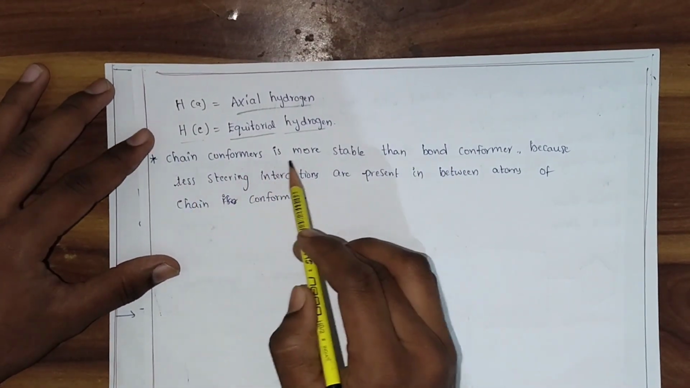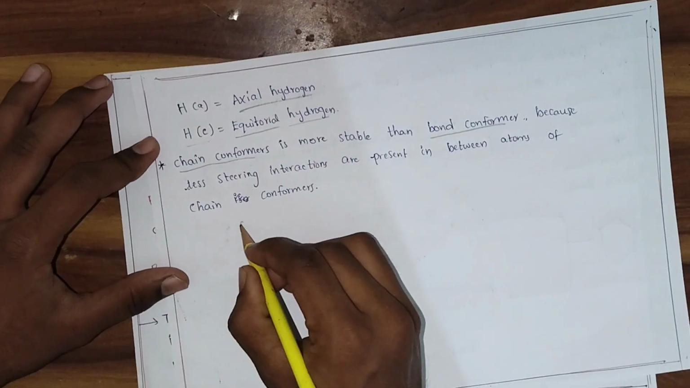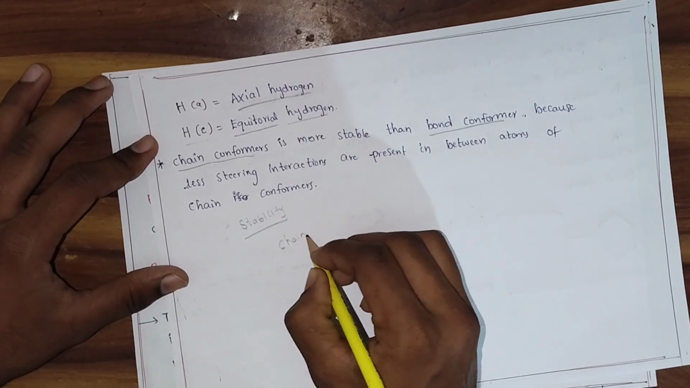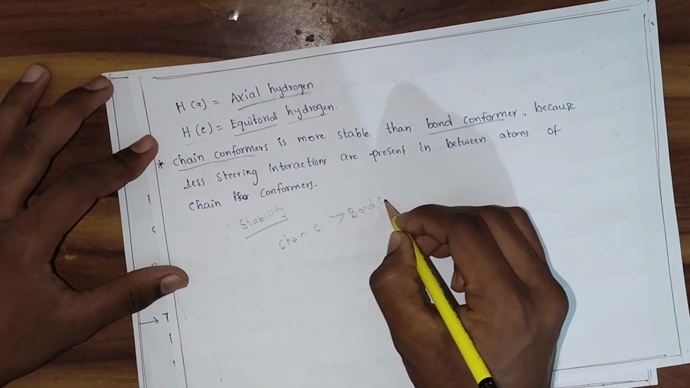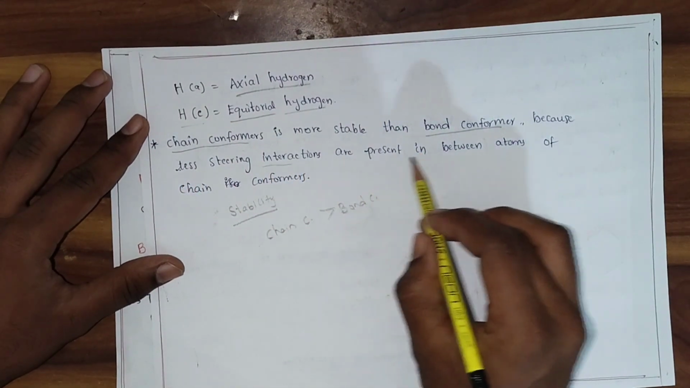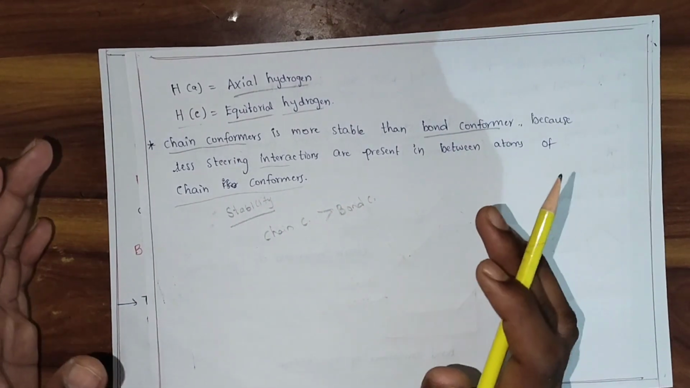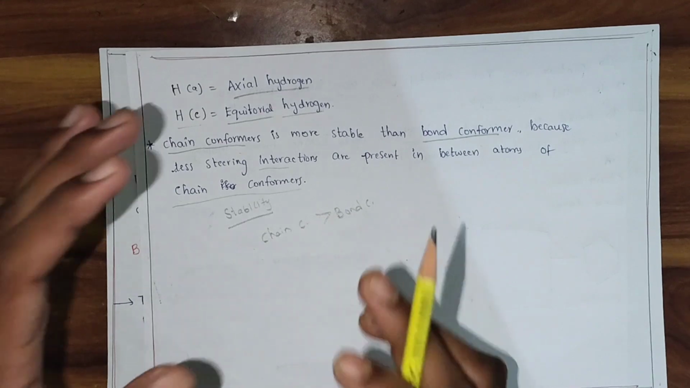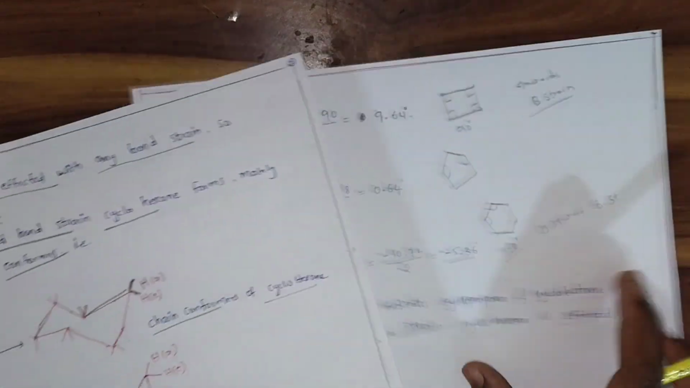The chair conformer is more stable than the boat conformer, because fewer steric interactions are present between the atoms of the chair conformer. So the chair conformers are more stable than the boat conformers. This is the total topic about Baeyer's strain theory.